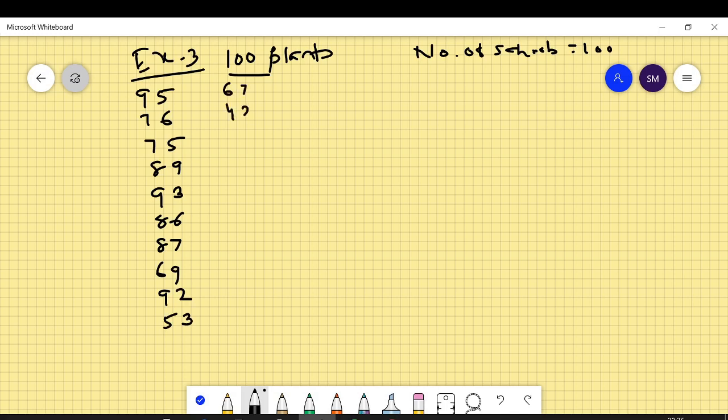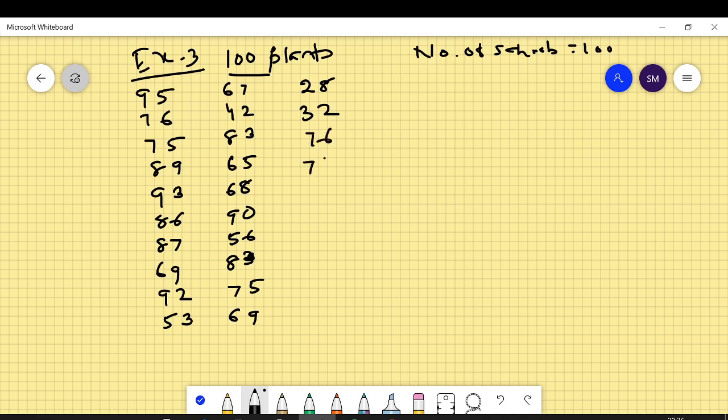67, 42, 83, 65, 68, 90, 56, then 83, then 70, 83, then 75, then 69, next 28. This school can only keep 28 trees alive. Here 32, then 76, 73.